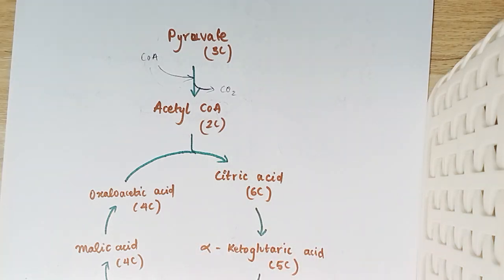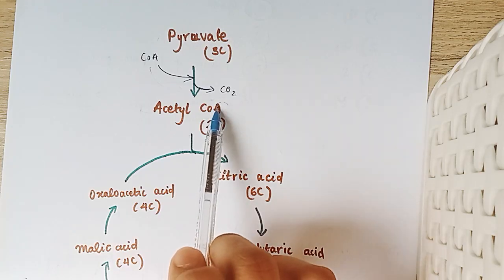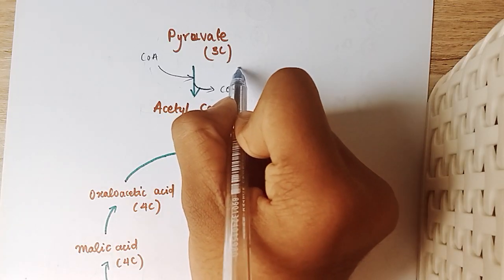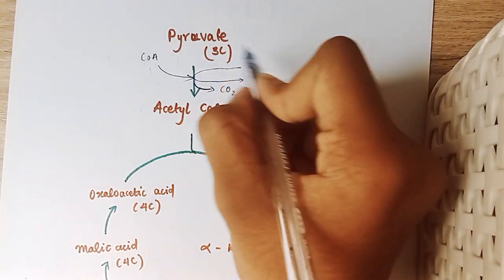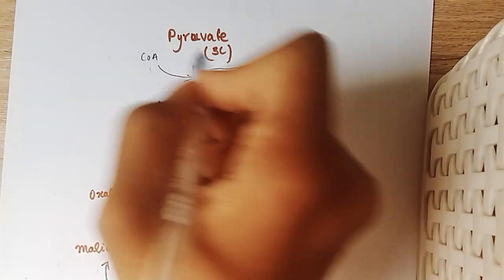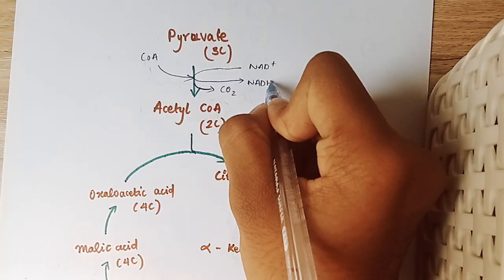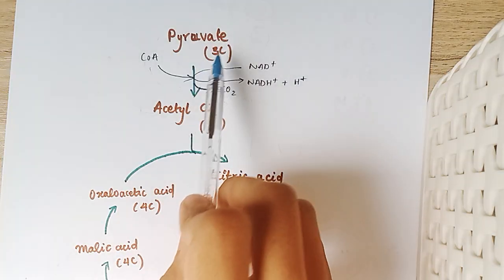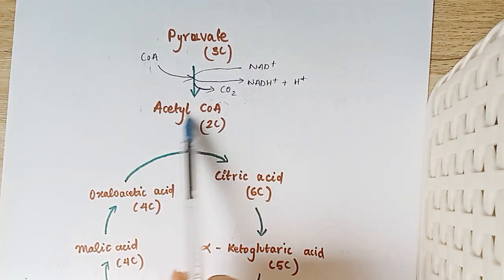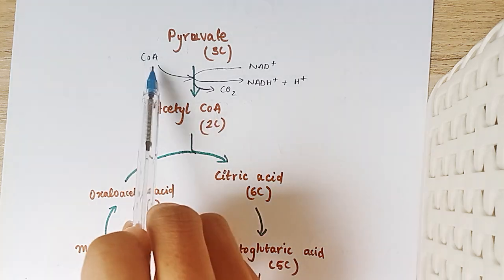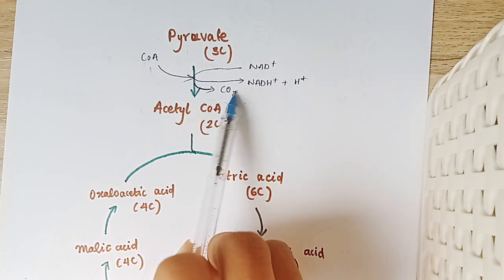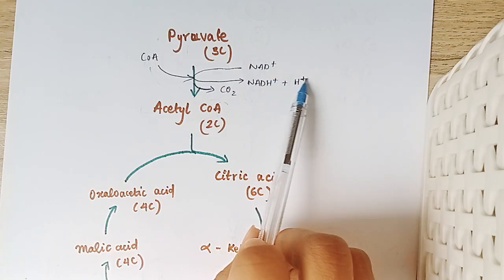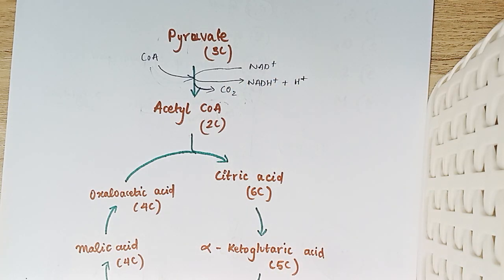After that, another thing you should know is that since there is decarboxylation, there was a production of energy. So again you can write that NAD plus was converted to NADH plus H plus. Okay, so the 3-carbon pyruvate was converted to 2-carbon acetyl coenzyme A. For that, coenzyme A was added and carbon dioxide was removed. And when this was changed, the NAD plus turned to NADH plus H plus.